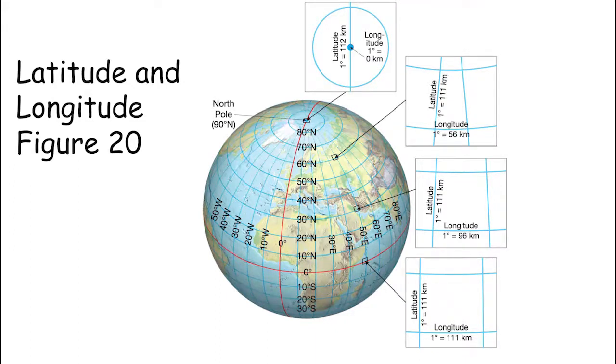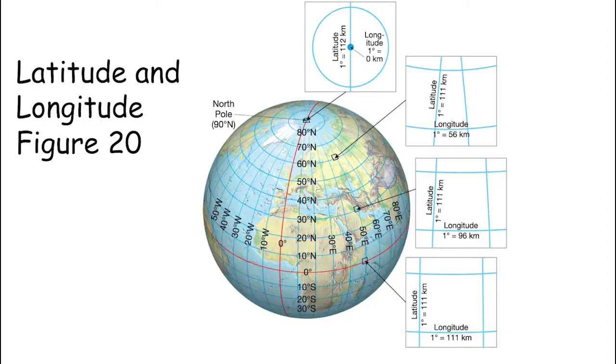So remember that lines of latitude are parallels. Parallel lines are always at the same distance, wherever they are. If I look at the edges of this paper, two parallel lines, they never meet.